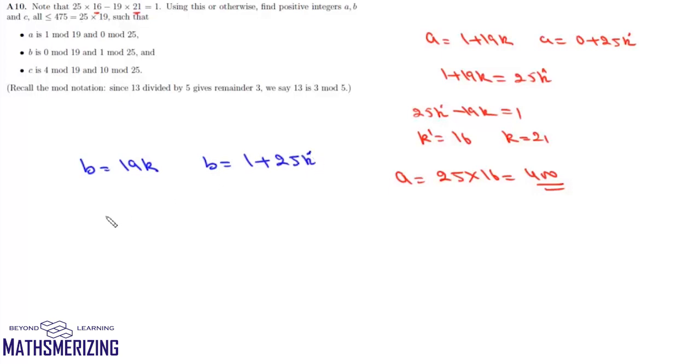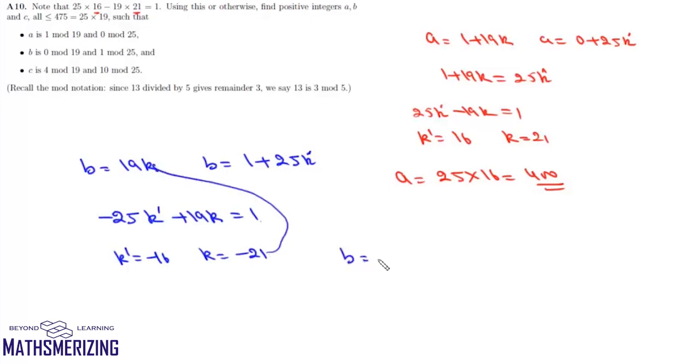Now we'll equate them. We can write minus 25k dash plus 19k, and this is equal to 1. Now we'll again compare it. We can write k dash as minus 16 and k as minus 21. Now we'll put k as minus 21. We can write this b as 19 into minus 21, which is minus 399. But b cannot be a negative number. It says we need to find positive integers.